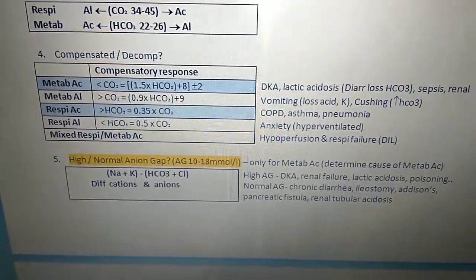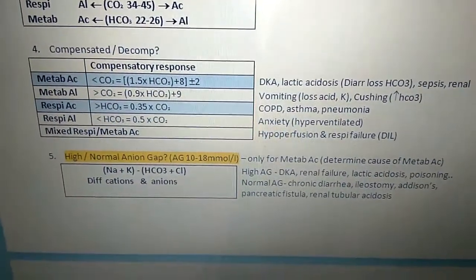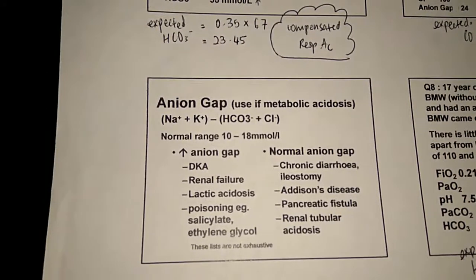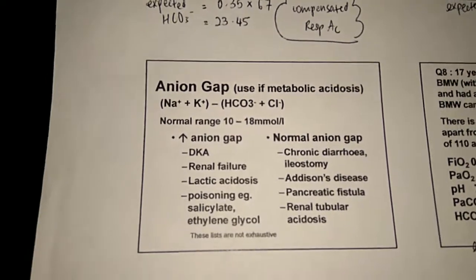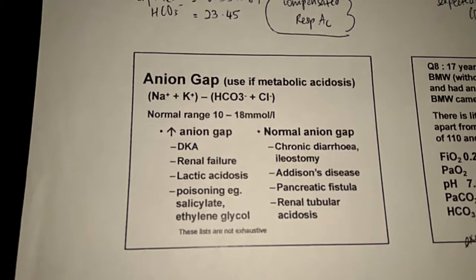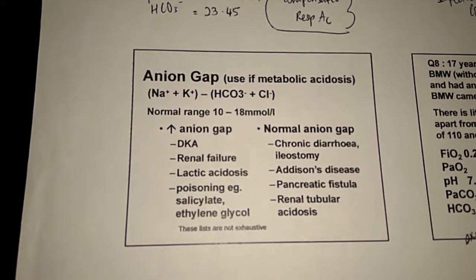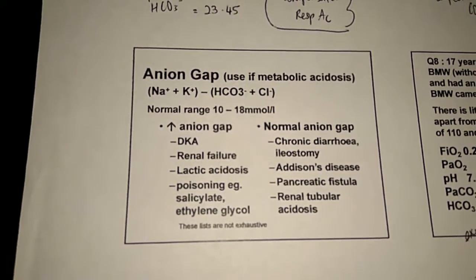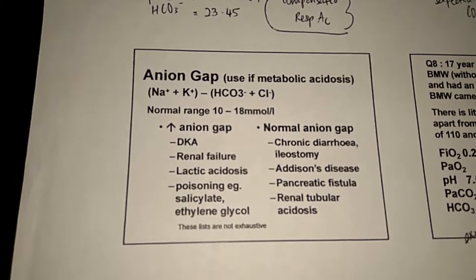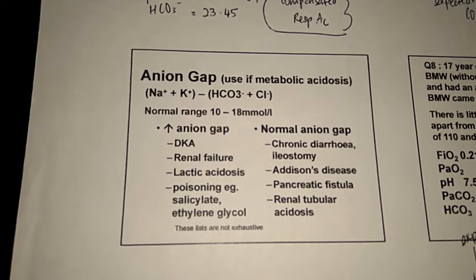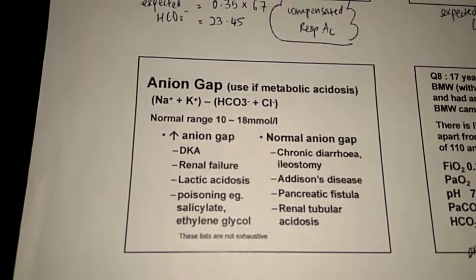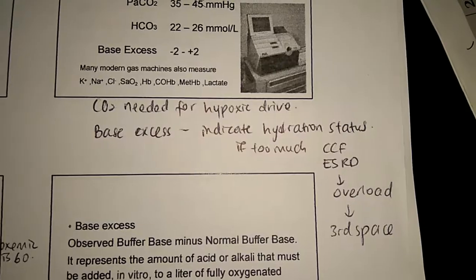Step 5, we look at the high or normal anion gap. Anion gap normal is 10 to 18. Anion gap is only for metabolic acidosis. If it is high anion gap, there are many causes such as DKA, renal failure, lactic acidosis, poisoning, salicylate or ethylene glycol. If it is normal anion gap, metabolic acidosis can be caused by chronic diarrhea, ileostomy, Addison's disease, pancreatic fistula, and renal tubular acidosis.